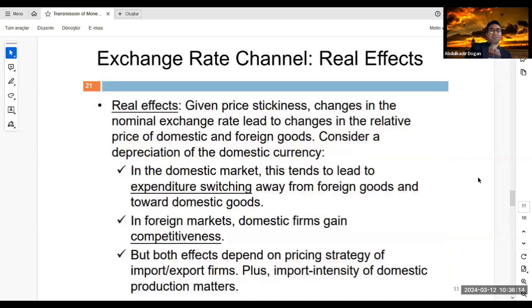And if you see this exchange rate channel, the real effect is coming from price stickiness, because prices are sticky, they are not moving easily and frequently. A change in the nominal exchange rate leads to a change in the relative price of domestic products and foreign products. Yes, if 1 barrel of petroleum products is today $83, and if the rand is just 20, meaning that 1 barrel is 1,600 South African rand.